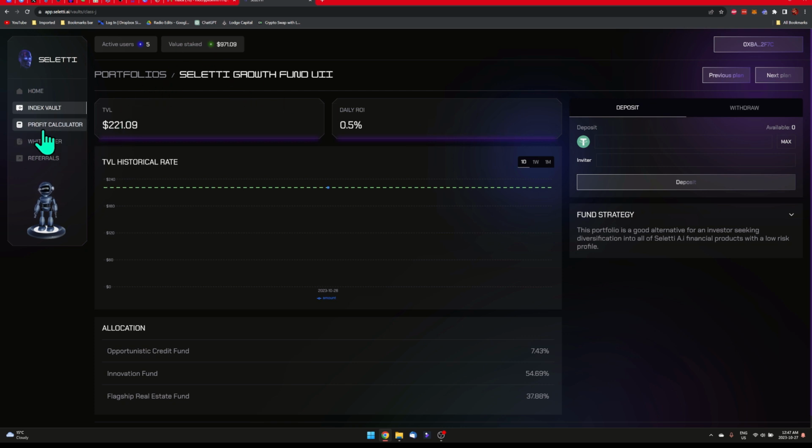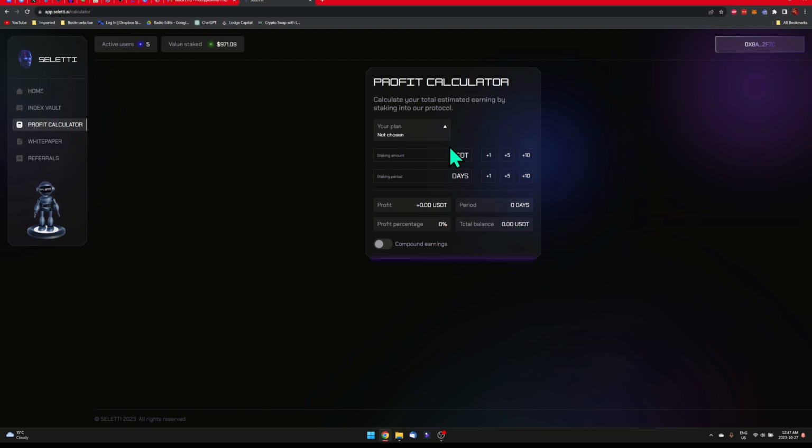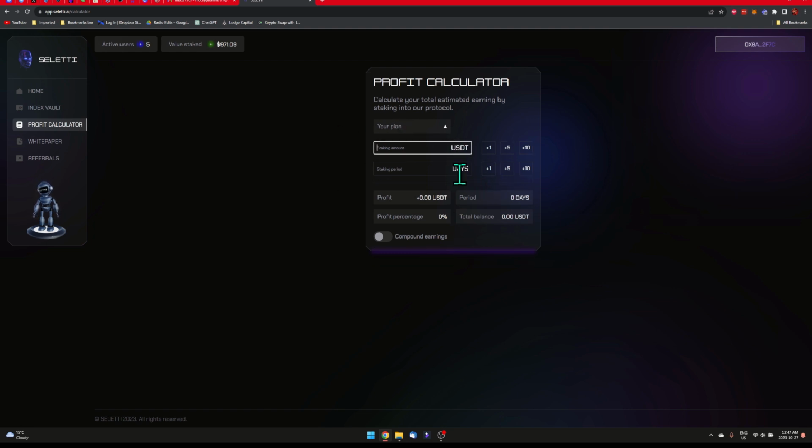So that's awesome, guys. There's over here also on the left side a profit calculator. You guys can put in your plans over here, the amount you want to stake, the staking period. So let's say 10 days. Let's say you want to put 1,000 USDT, and then you want to do it for 10 days. You're going to profit $59 in USDT for 10 days. So then the total balance is going to be 1,059, and you're going to be earning 0.7% on that, right?